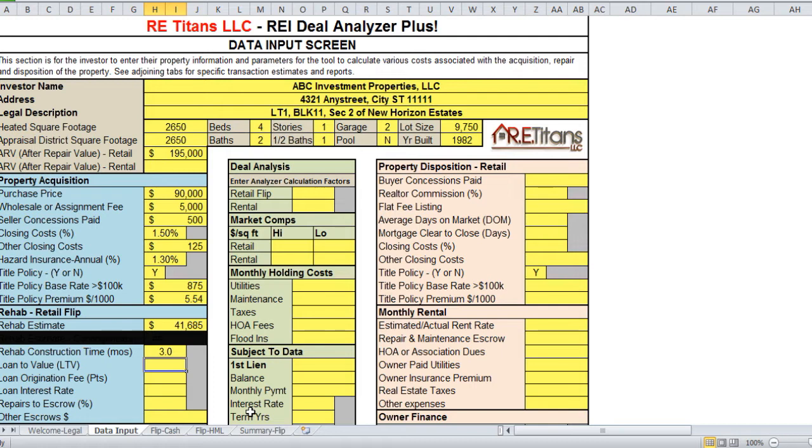Here we're going to use a loan to value of 70%, loan origination points of 4 or 4%, a loan interest rate of 13.99%. They're going to escrow 100% of the repairs, and also, just for conservative estimates, escrow an additional $2,500.